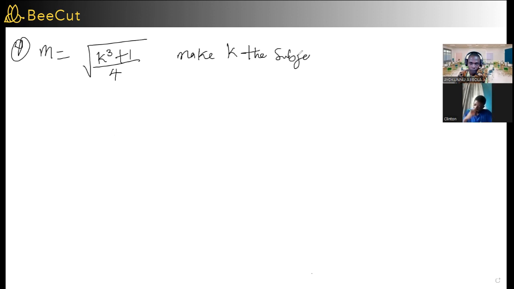So the next question says, make K the subject of the formula: M equals the square root of K cubed plus 1 all over 4. So make K the subject. So try that now.